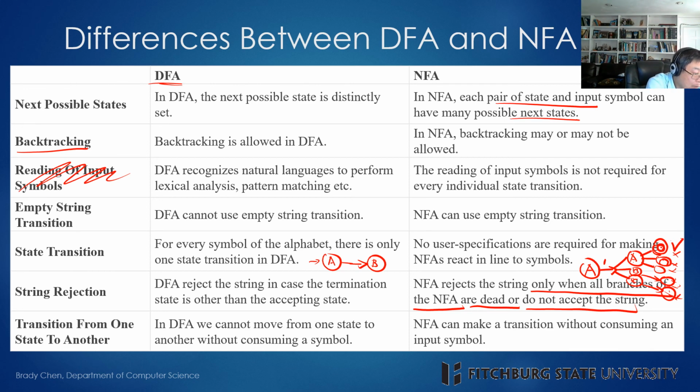Now transition from one state to another. In DFA, we cannot move from one state to another without consuming the symbol. That means the input. Okay. Now for NFA, this transition may occur without input value. So that means the input is epsilon. That's the major difference.